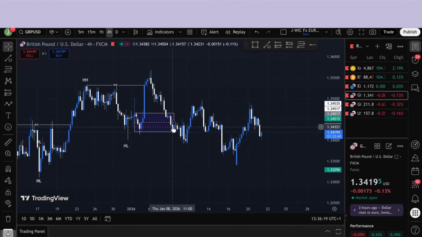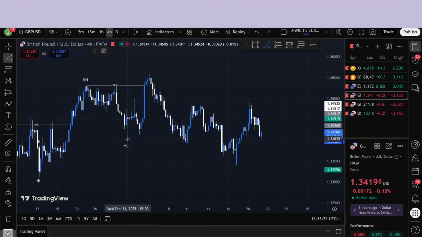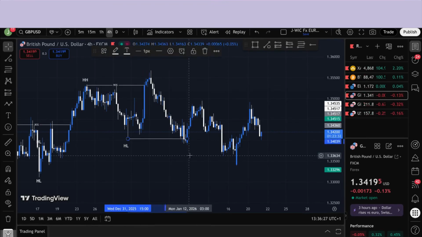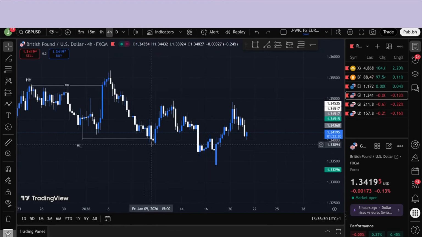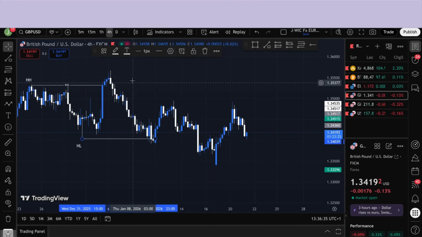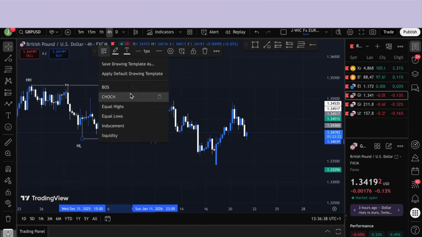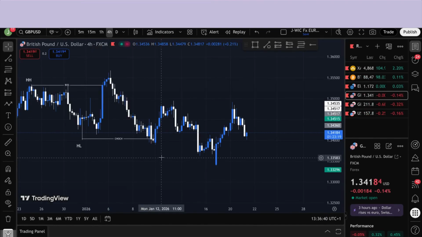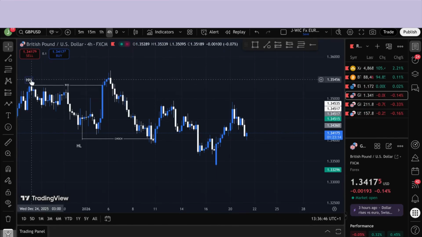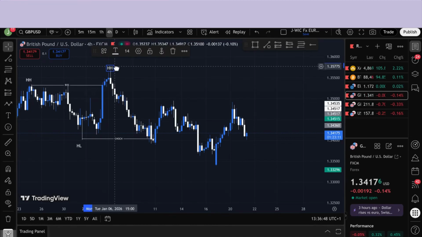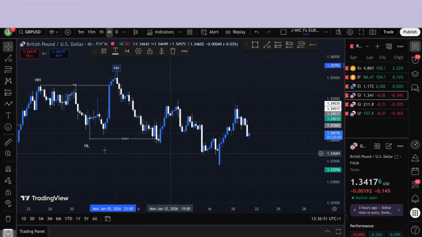But guess what? Now a candle takes it. You can see a full body candle breaks it and closes below it. This is what we now call the change of character, market change of character. So here was your previous higher high, right? Now once it changes character, you now have a lower low in this case.